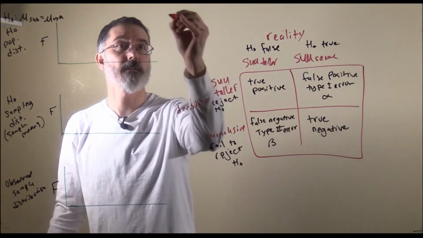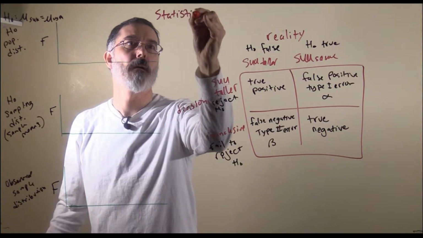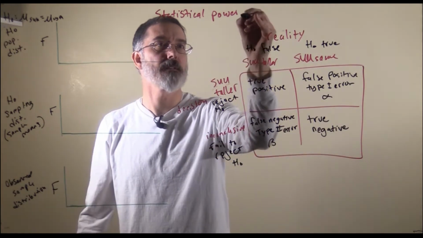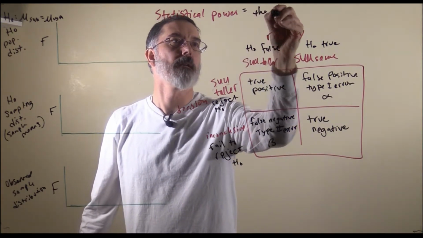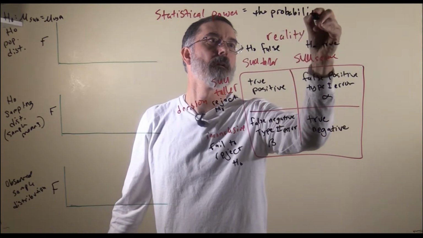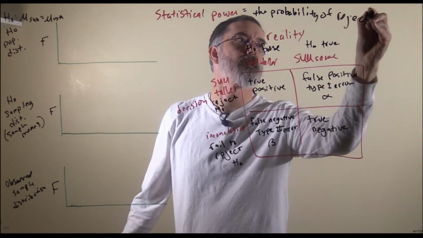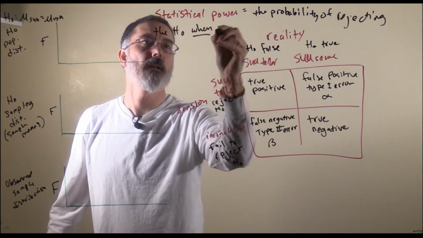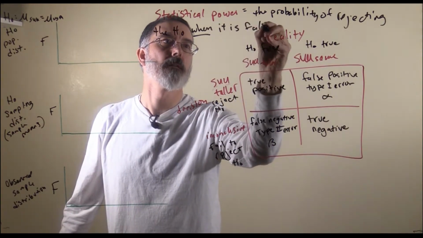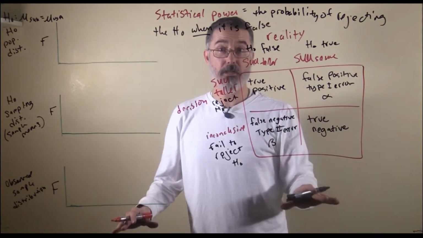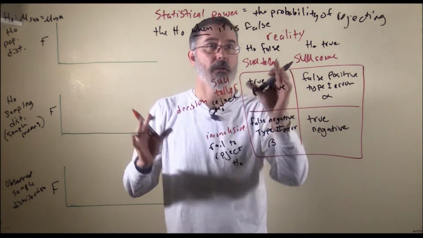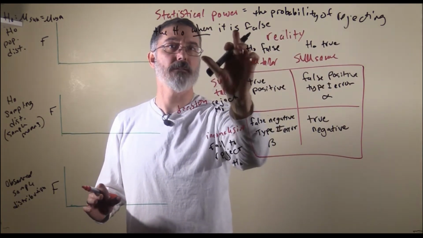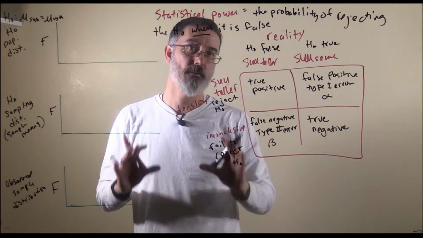Next, we'll talk about statistical power. Oftentimes, it's just referred to as power. So statistical power is the probability of rejecting the null hypothesis when it is false. So you want to reject the null hypothesis when it's false. Having a greater probability of rejecting a null hypothesis when it's false is good. So you want high statistical power when you're doing your research.